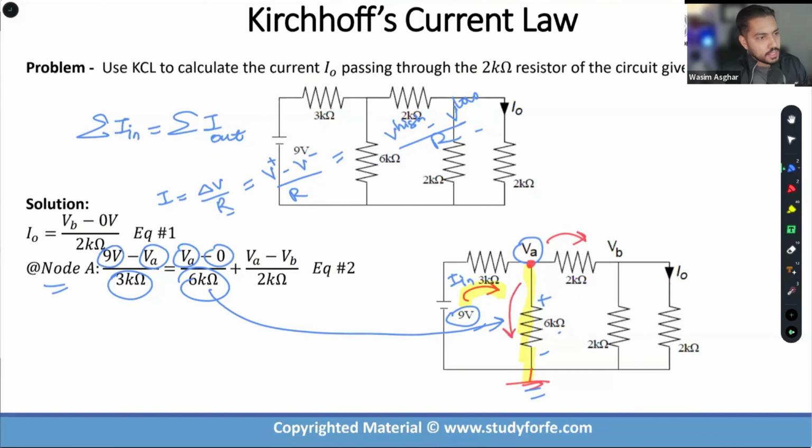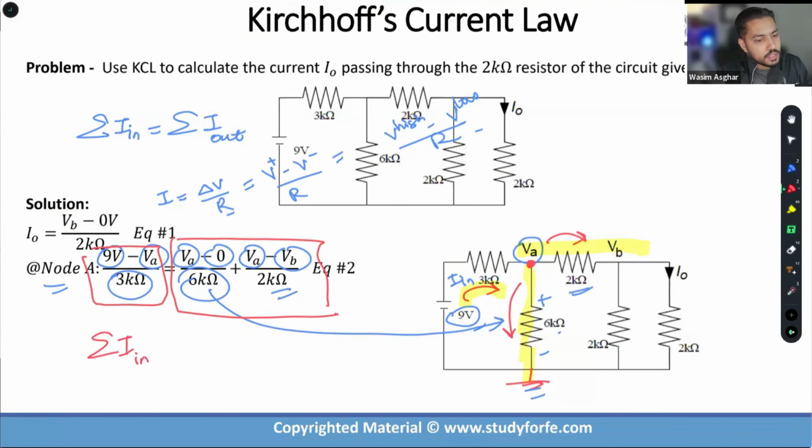Is there another current that is leaving VA? Yes, we have this guy over here, which is going from VA to VB, meaning VA is the higher voltage, and VB is the lower voltage, and 2K is the resistor. Make sense? Now, why did I collect these two currents on the right hand side? Why did I collect this current on the left hand side? Pretty simple. Collect all the currents that are entering on one side, collect all the currents that are leaving on the other side. You can switch that, right?